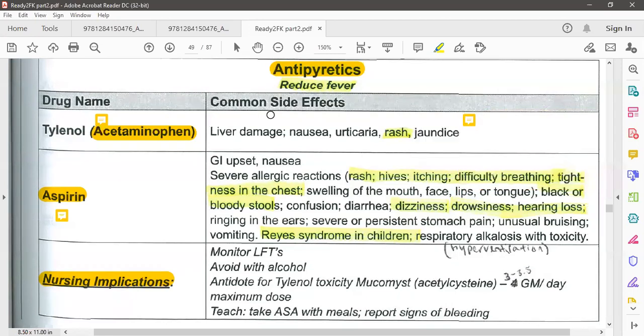What next? The common side effects. Overdose can cause liver damage, can cause nausea, urticaria, rash, and jaundice.